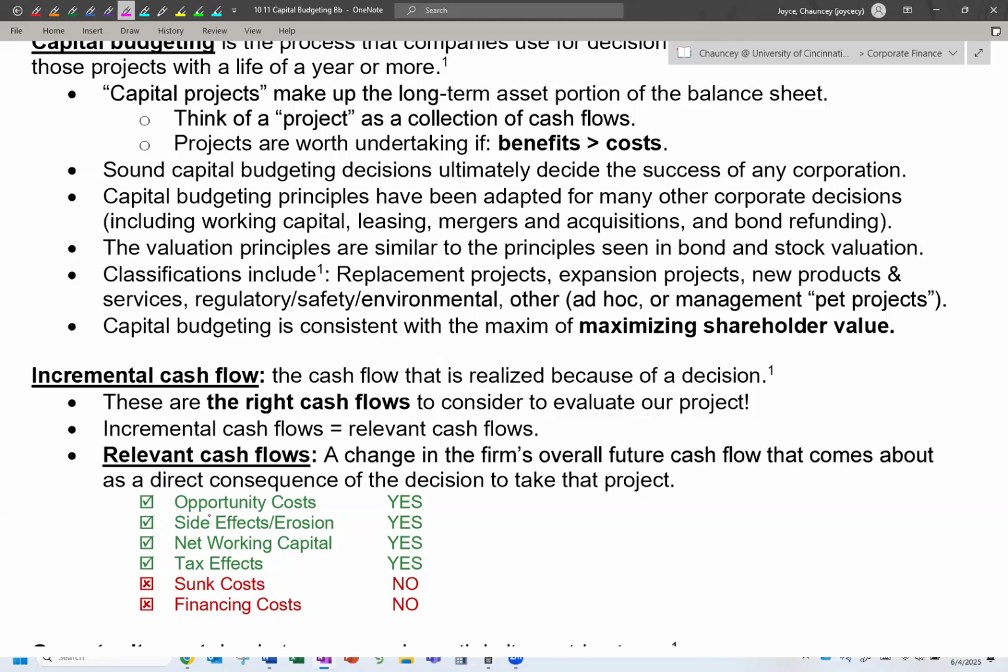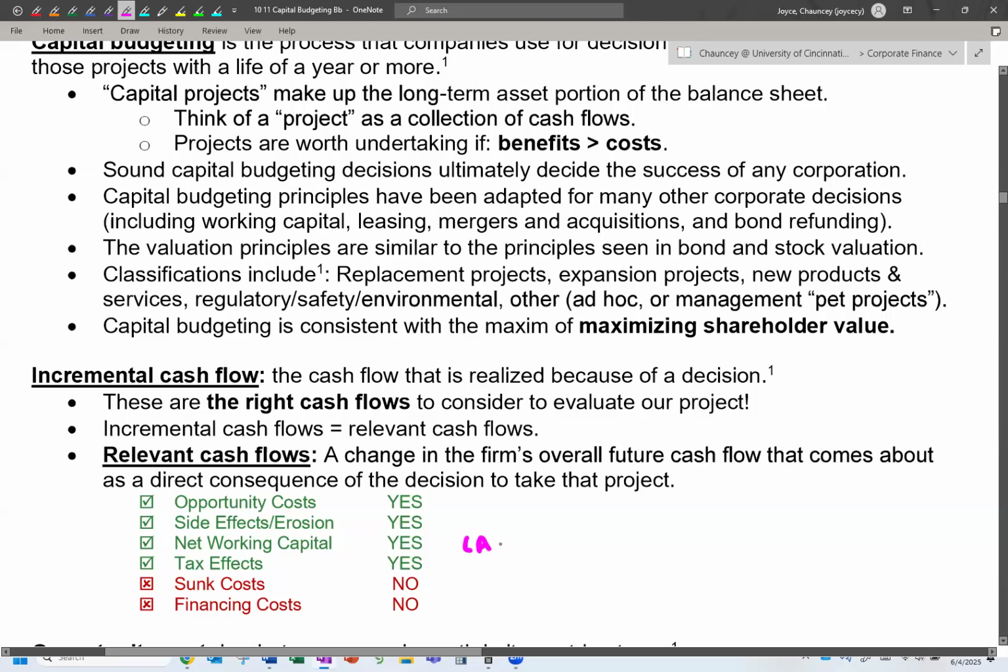However, if you launch Coca-Cola Life, let's say, and people stop buying Coke Zero and they start buying Coke Life, you have eroded or cannibalized some of your own sales. So if you launch a product and your current customers stop buying what they are currently buying and they buy what you are now launching, you have to deduct all those lost sales because you're not going to get those cash flows anymore.